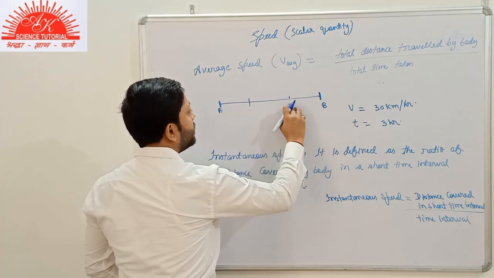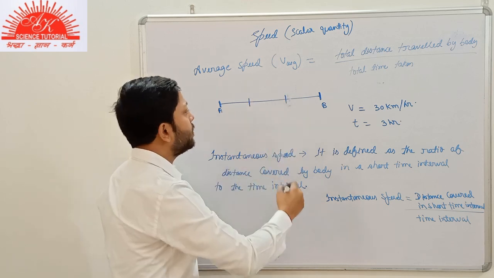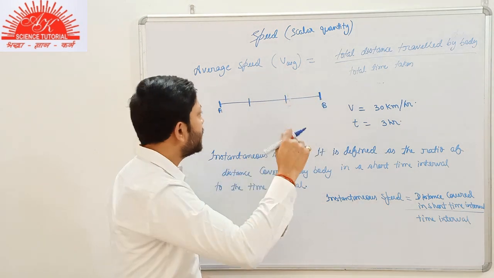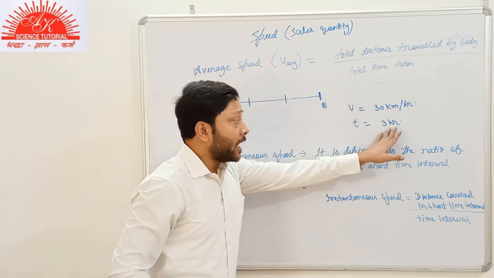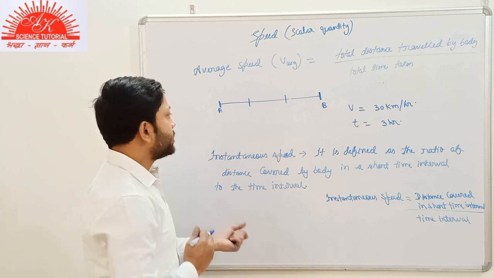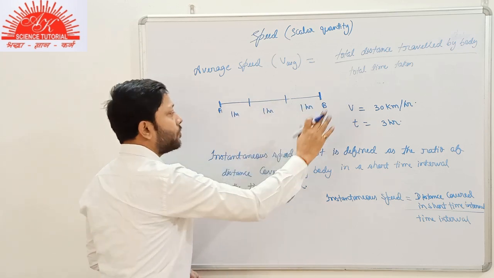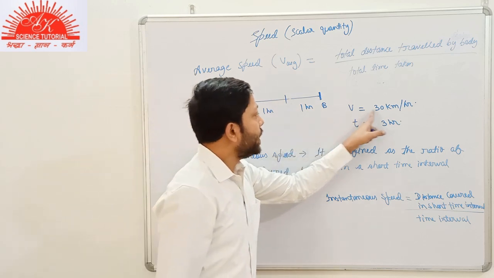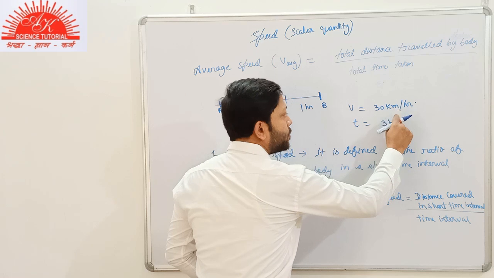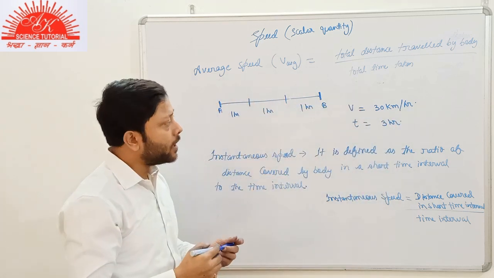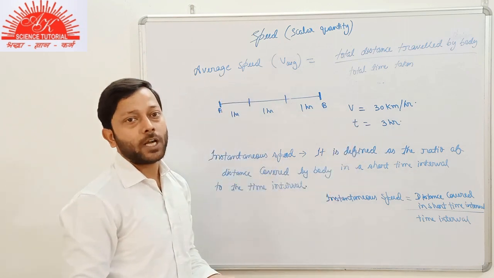Let us make it more simpler, but you need not to do this in your examinations. I am doing it just for you so that you can get it easily. The time provided here is 3 hours. Suppose 1 hour, 1 hour and 1 hour, 3 hours. V, that is the speed, 30 km per hour. You know about uniform speed. In uniform speed, the body covers equal distance for equal interval of time.